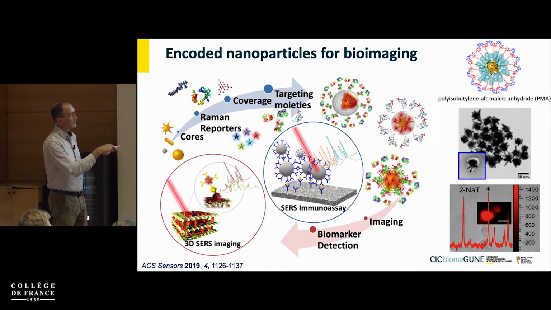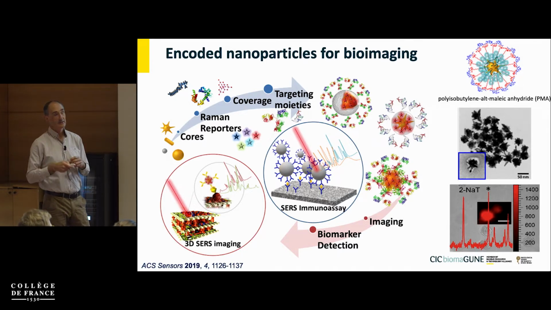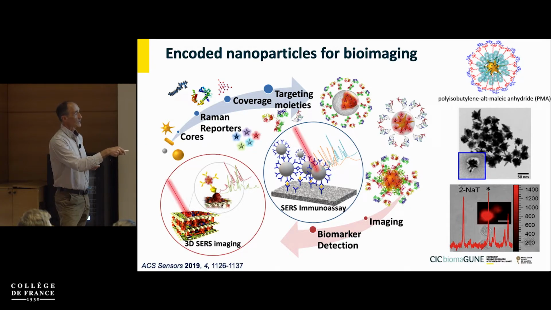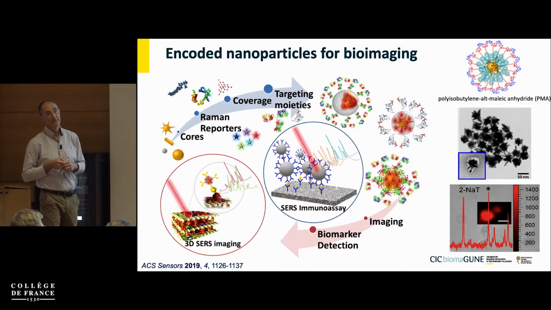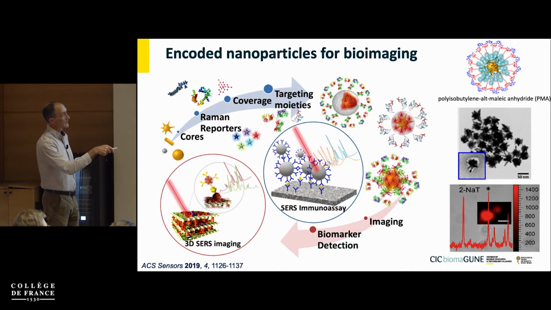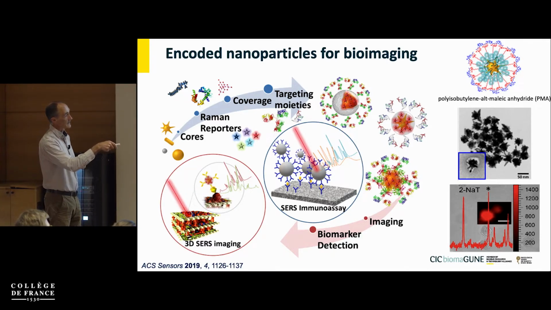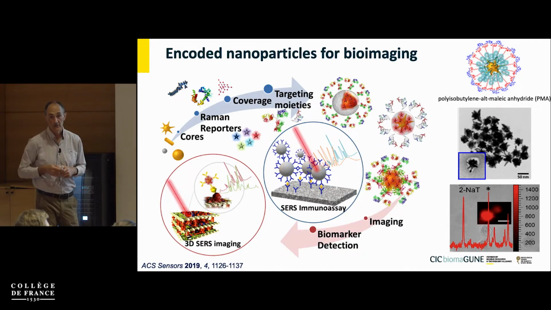By doing negative staining in electron microscopy, you see this white halo around the nanostars, showing where the organic molecules are surrounding. And this is one typical example of the spectrum of nanostars coated with, in this case, 2-naphthalene thiol and incubated inside of cells. So the red color here comes from areas where this spectrum is localized.